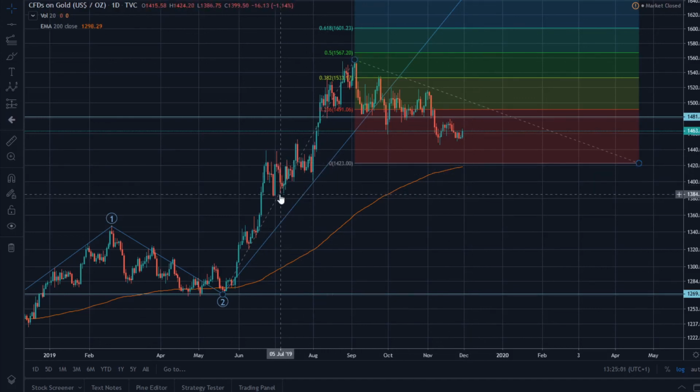Worst case should be at this 1,390 or 80 price area, but I personally don't think we will go that low. But I mean, prices can always do what they want, but I don't think we will go there, at least I hope. But then again, if we go down there, it's probably even a better price area to buy.